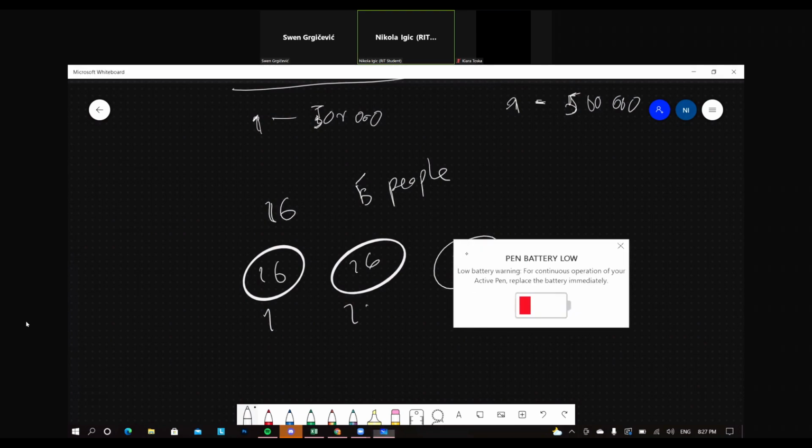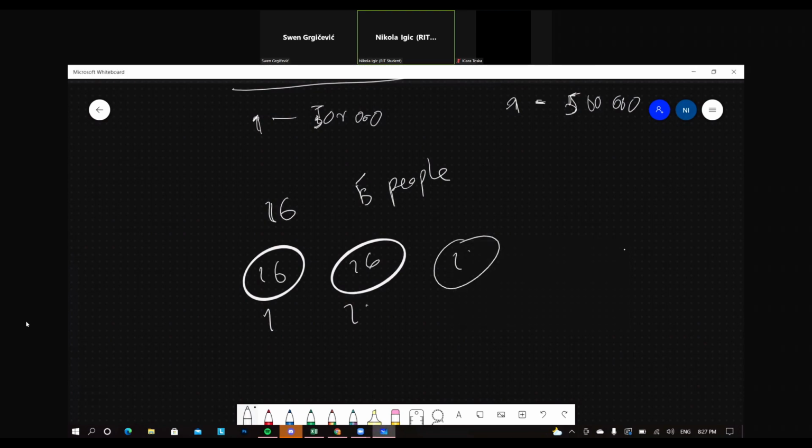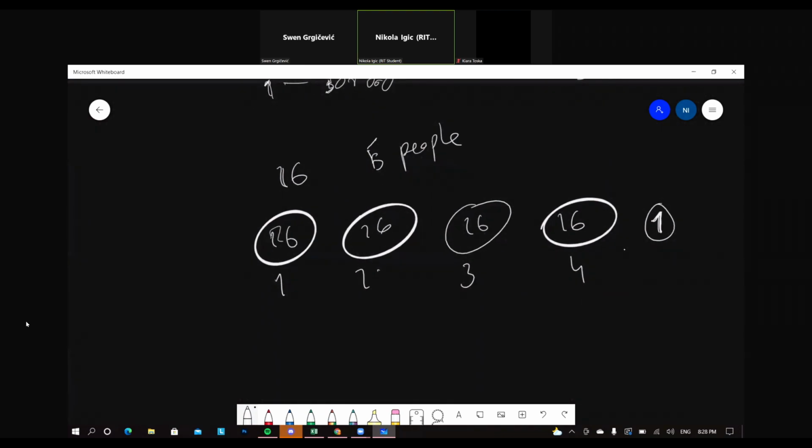I want to show you the logic behind it, so you don't need to remember just the formula. With 26, 26, 26, 26, you're sure that you will go through all letters 4 times. And the first letter that you come to is going to be some letter, and it's going to be the fifth person. Do you understand how I got this number? So it's going to be 26 times 4 plus 1.